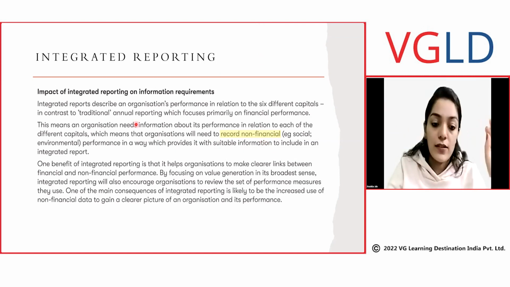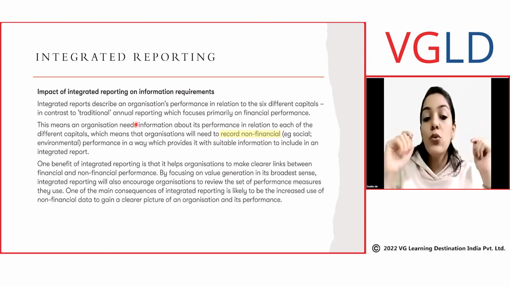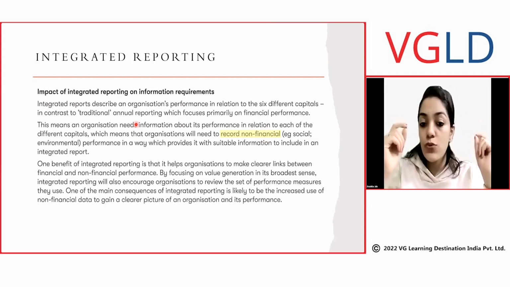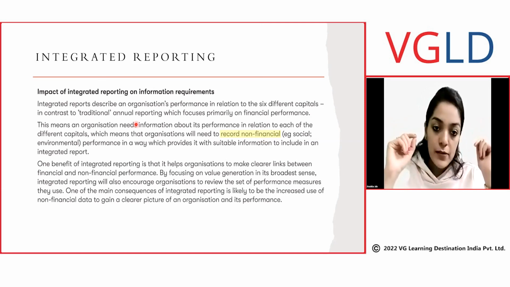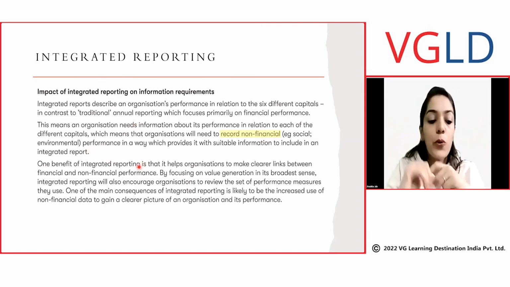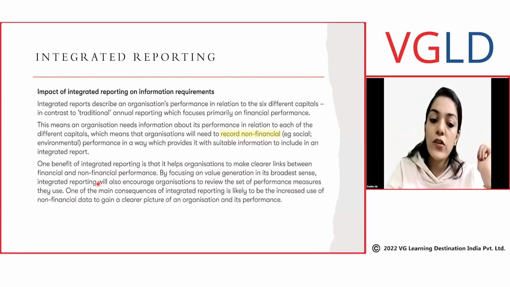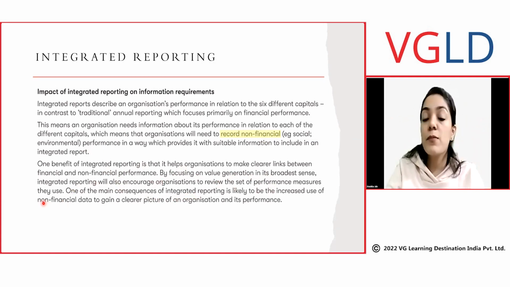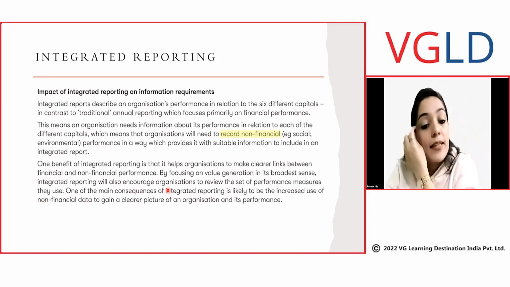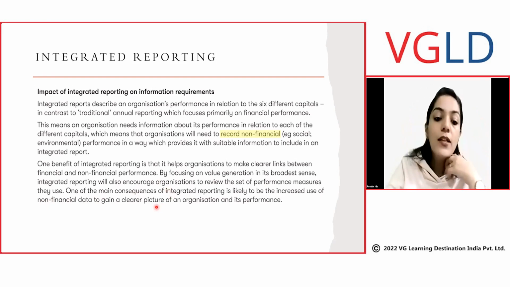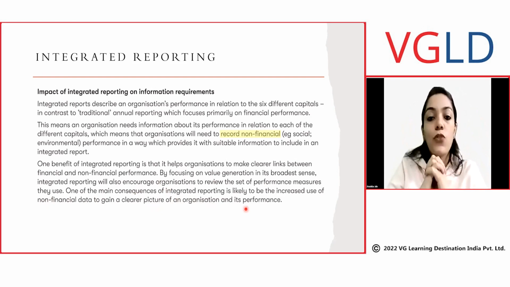So in integrated reporting, since you have to report on these six factors, you will record the necessary indicators to measure the performance of each of these capitals. One benefit of integrated reporting is that it helps organizations make clearer links between financial and non-financial performance. By focusing on value generation in its broader sense, integrated reporting will also encourage organizations to review the set of performance measures they use. Are their performance measures adequate? Are they capturing the non-financial indicators properly or not? One of the main consequences of integrated reporting is likely to be the increased use of non-financial data to gain a clearer picture of an organization and its performance.